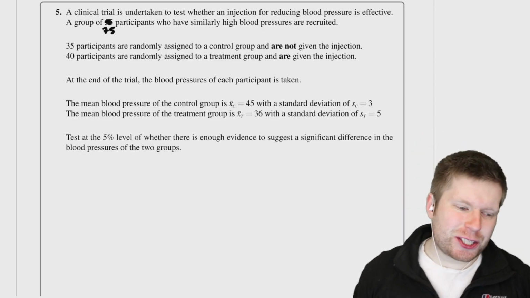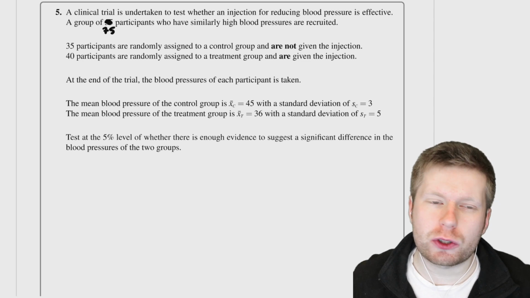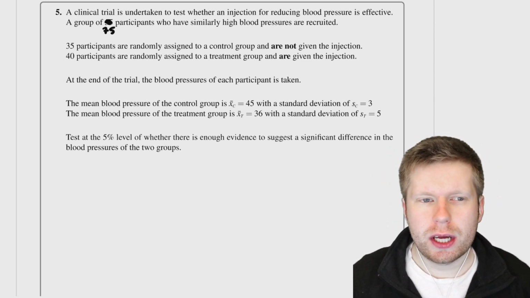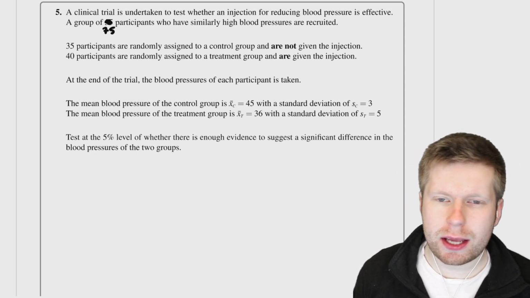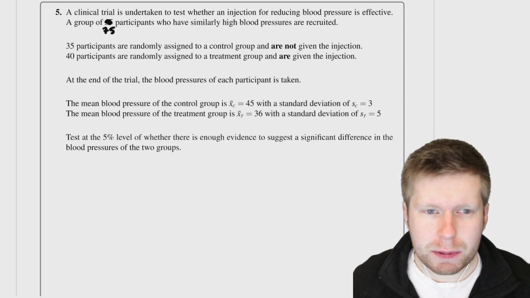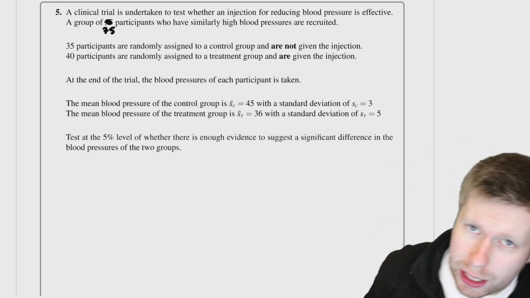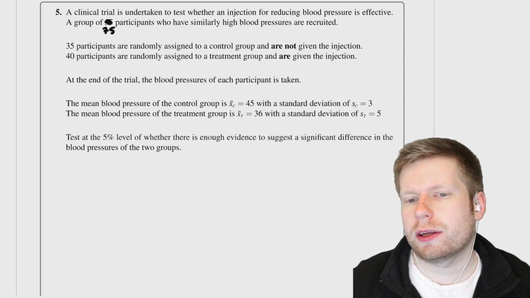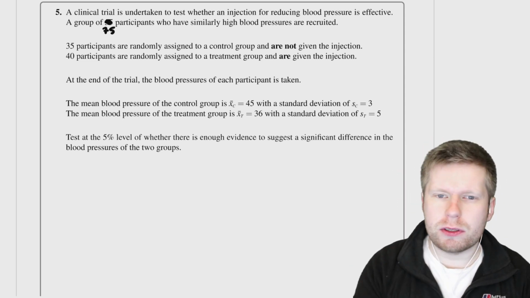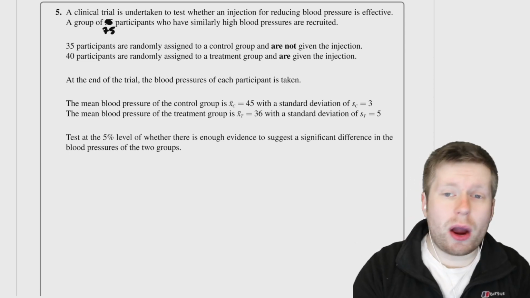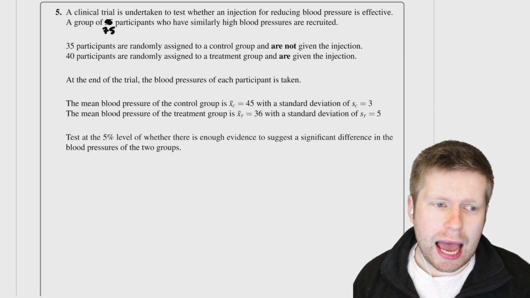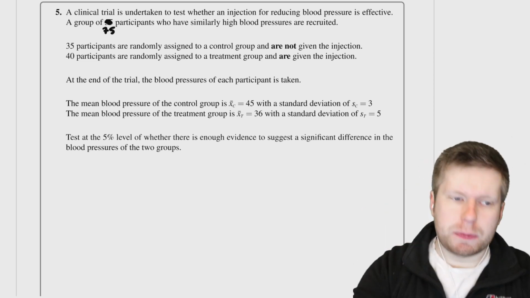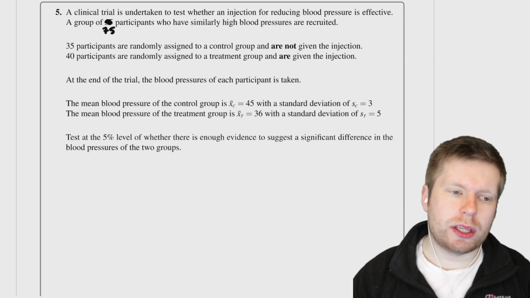Okay, so let's have a look through question 5 then. So question 5 is about a clinical trial that's undertaken to test whether an injection for reducing blood pressure is effective or not. So a group of 75 participants who have similarly high blood pressure are recruited. 35 of these participants are randomly assigned to a control group and are not given the injection, whereas 40 participants are randomly assigned to a treatment group and are given the injection. So in other words, you collect together 75 participants. They all fit the criteria of this trial in the sense they have to have similarly high blood pressure. And basically 2 groups are created, one that's given the injection to see whether there's been an effect, and one who's not given the injection. These are the control group.